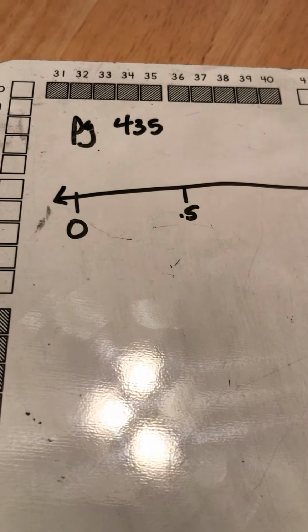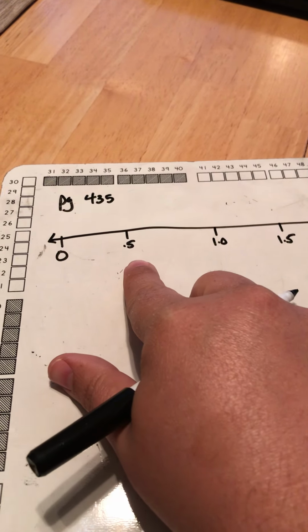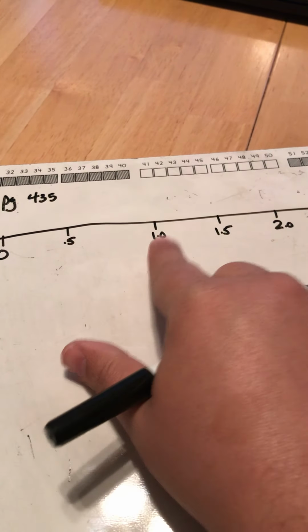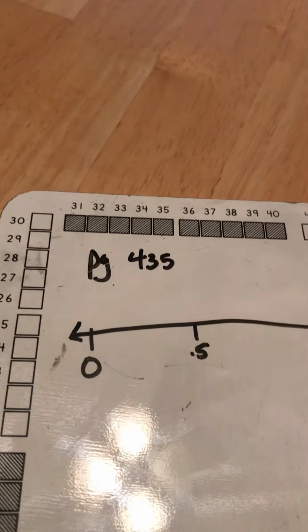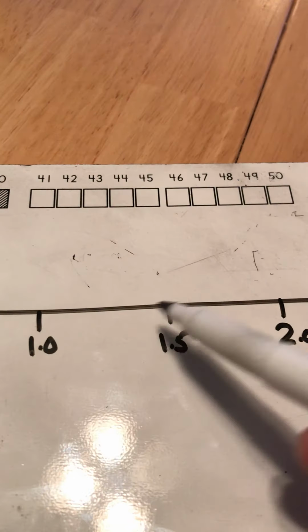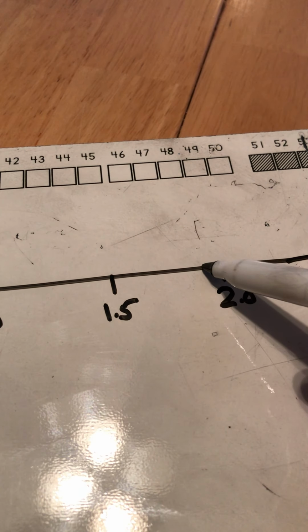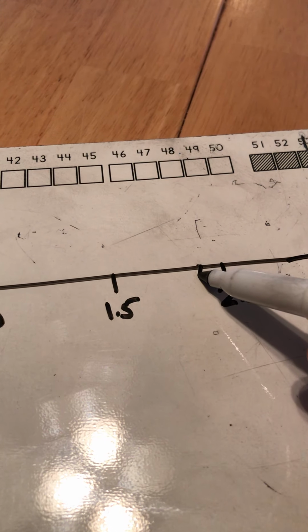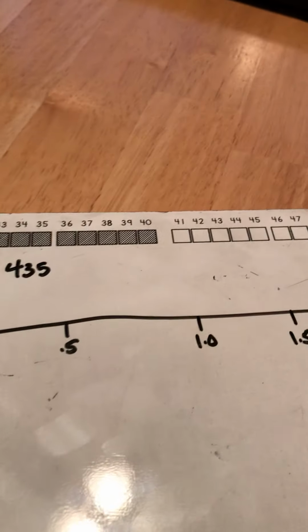We're going to go over page 435, which was ordering decimals. I drew my number line here. So I have 0, 5/10, 1 whole, 1 and 5/10, 2 whole, and 2 and 5/10. The first one is 1 and 9/10. You know it's going to be past 1, and 9/10 is greater than 5/10, so I'm going to put it about right here. So 1 and 9/10 would go right there.